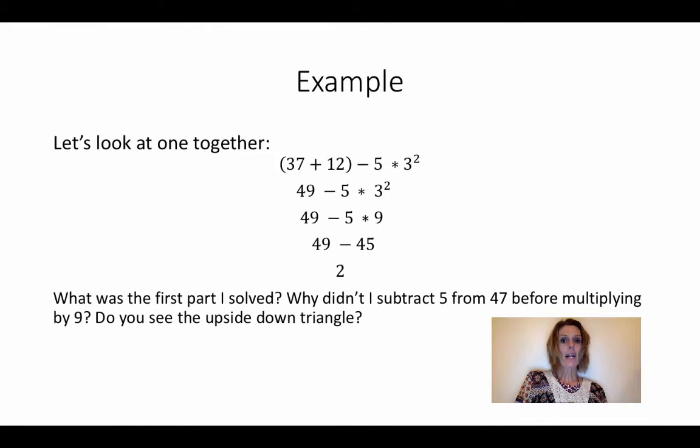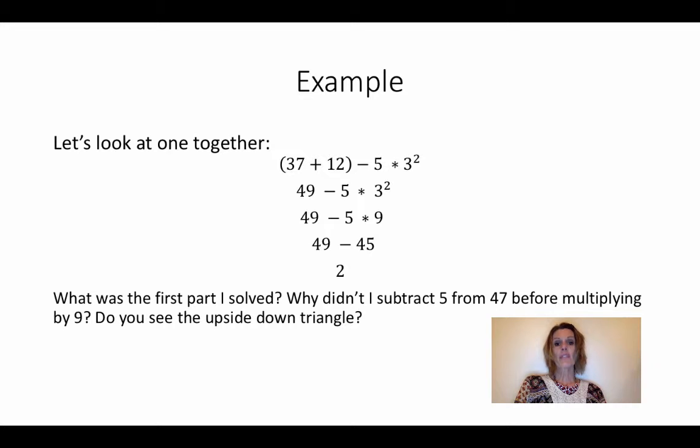Here's an example that I gave you. In parentheses, 37 plus 12, close parentheses, minus 5 times 3 to the 2nd power. Notice that the asterisk, or the star you might call it, means multiply. We've talked a little bit about how we're not using the multiplication sign when we're outside of parentheses because that could look like the variable. So that asterisk actually means multiply. That might be a little new to you.